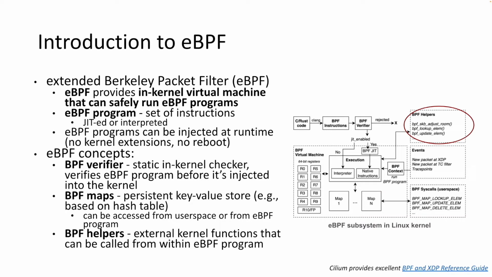There are also BPF helpers, which are external kernel functions that are intended to perform more complex operations. It is because the simple eBPF instructions are not so powerful. For instance, to change the packet buffer size, we need to use a BPF helper. Similarly, to make a lookup or update to the BPF map, we also have dedicated BPF helpers. There is a set of different BPF helpers that the eBPF subsystem provides.